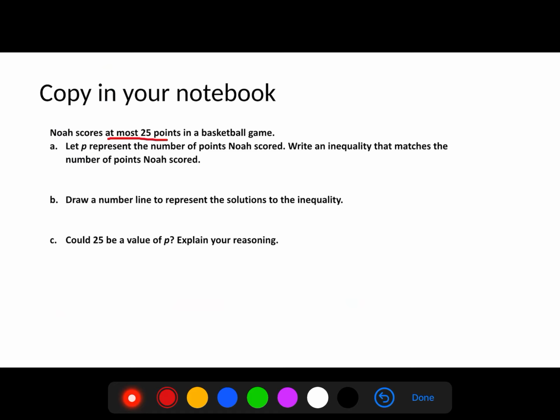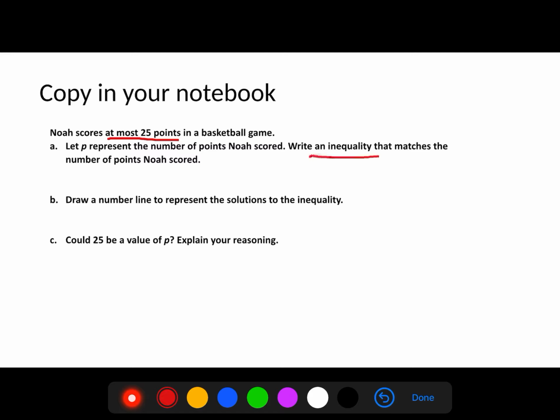Noah scores at most 25 points in a basketball game. At most. The most that he did was 25. Let P represent the number of points Noah scored. Write an inequality that matches the number of points Noah scored. So I want you to think about it for a little bit. Okay, at most, what does it mean at most?